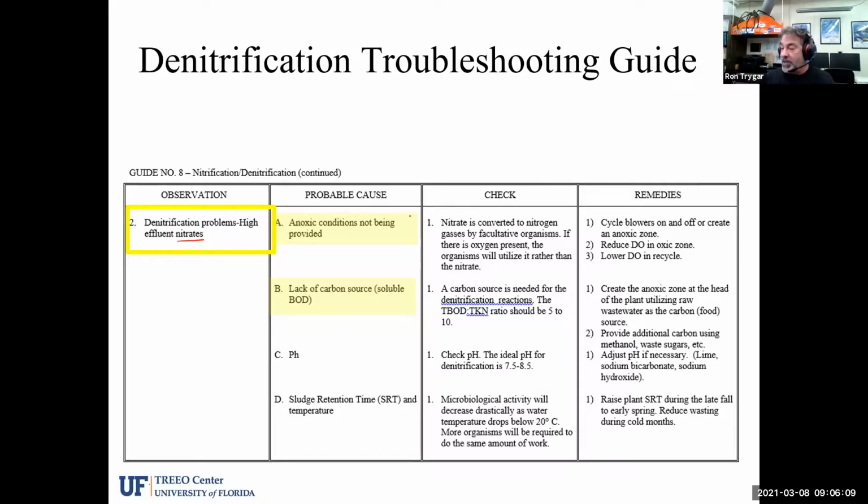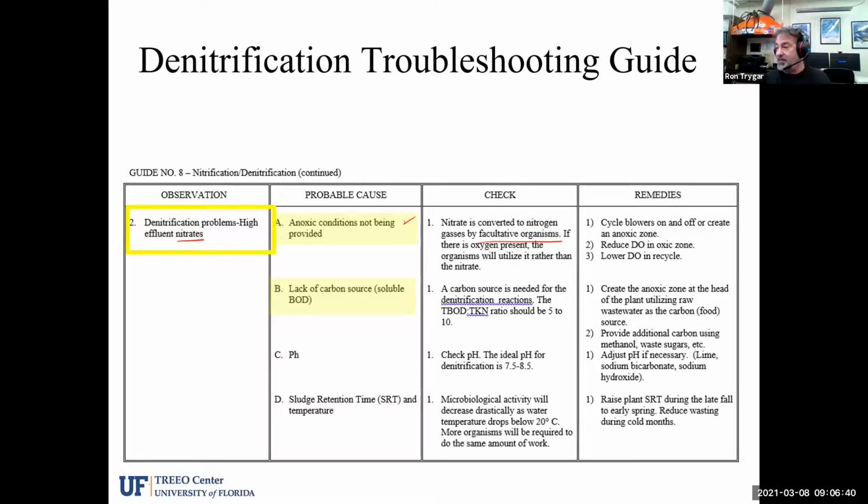So one of the leading causes is not providing anoxic conditions. Remember, anoxic means not oxic. And if you have DO present, then you are not anoxic. If DO is present, then you are considered oxic or aerobic. So nitrate needs to be converted to nitrogen gas by these facultative organisms. If there is oxygen present, they will utilize it rather than the nitrate. So it interferes with the nitrate being reduced to nitrogen gas.